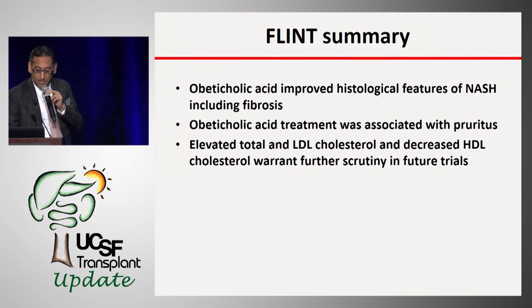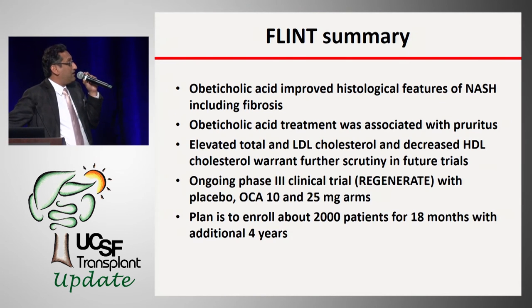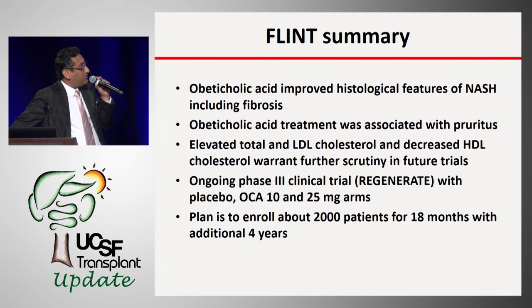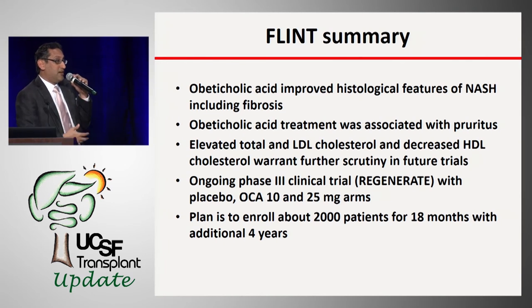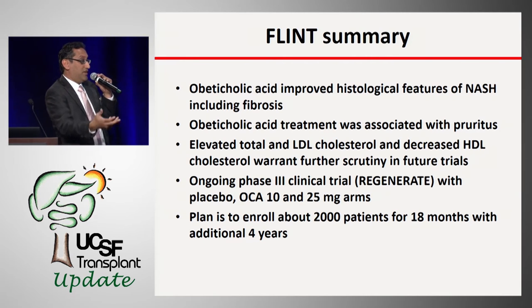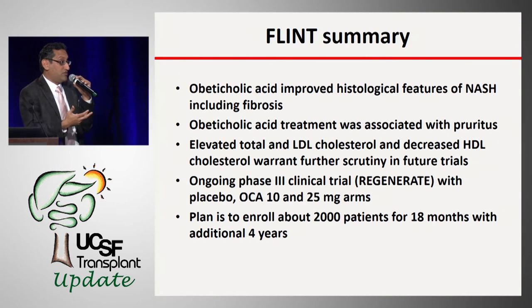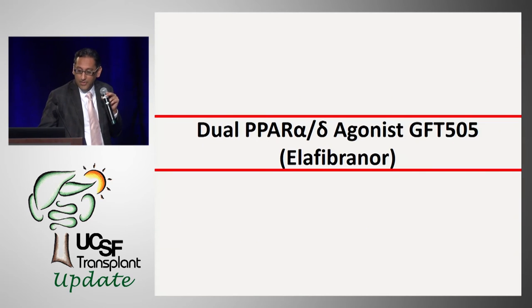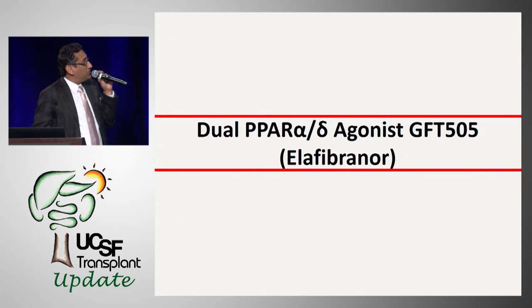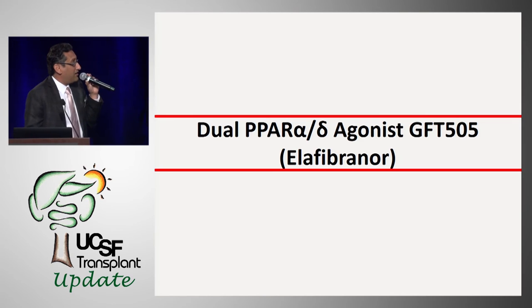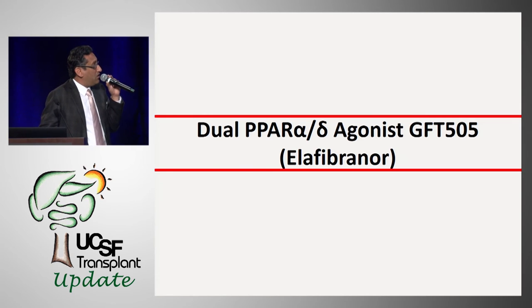There is an ongoing phase 3 clinical trial called REGENERATE, which is comparing two dosages of obeticholic acid, 10 milligram and 25 milligram, versus placebo. The plan is to enroll about 2,000 patients for 18 months with 4-year further follow-up. With this kind of study, we can see whether there is an improvement in fibrosis and what to look out for with cholesterol. The other interesting agent was the dual PPAR alpha and delta agonist GFT-505, also called elafibranor.